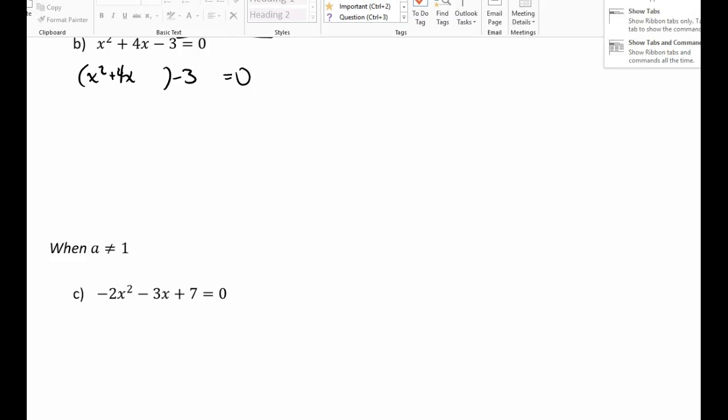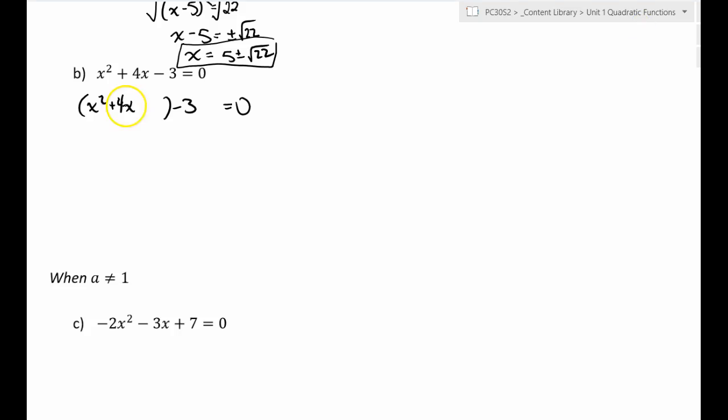So again, I'm going to complete the square. So x squared plus 4x minus 3 equals 0. I'm going to use a different color here just to keep track of what I'm doing exactly. So half of 4 squared goes up in here, and that gives me 4. So I'm going to subtract 4 out here as well. So I've got x plus 2 squared minus 7 equals 0.